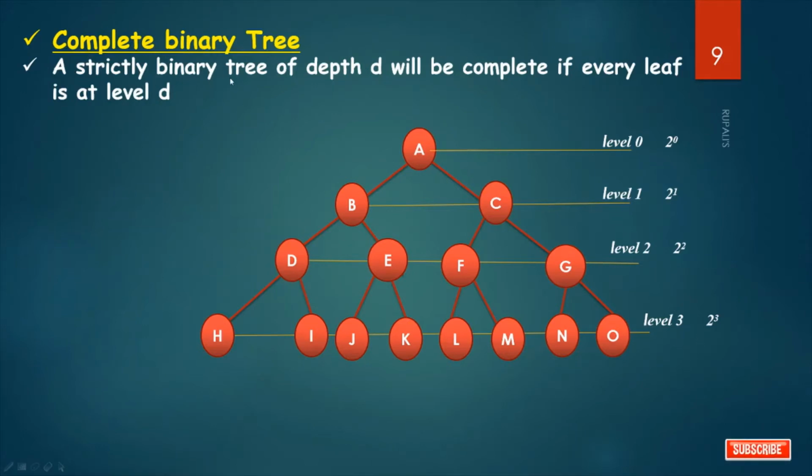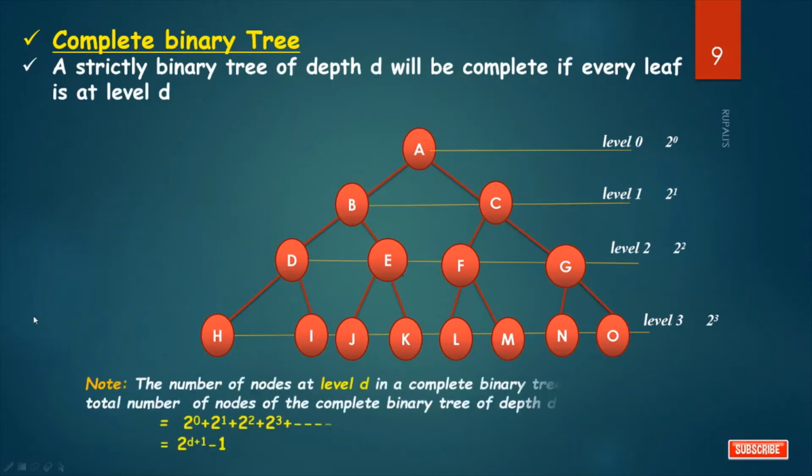So, a strictly binary tree of depth D will be complete if every leaf is at level D. See here, all leaf nodes are at level D. Then that tree is called complete binary tree. So, for 0th level, the number of nodes is 2 to the power 0. For first level, the number of nodes is 2 to the power 1. For second level, the number of nodes is 2 to the power 2. And for third level, the number of nodes is 2 to the power 3.